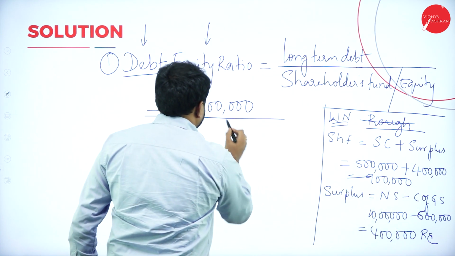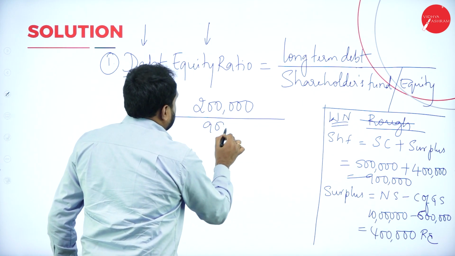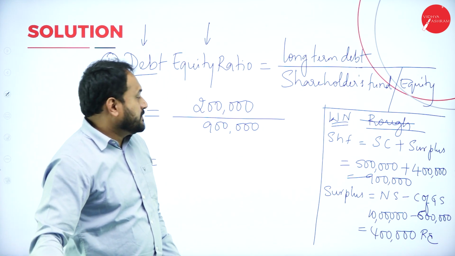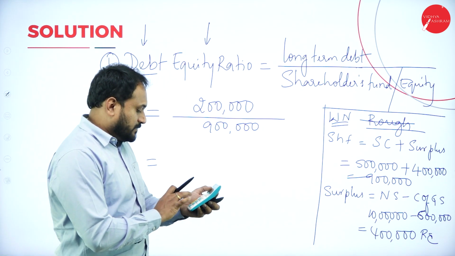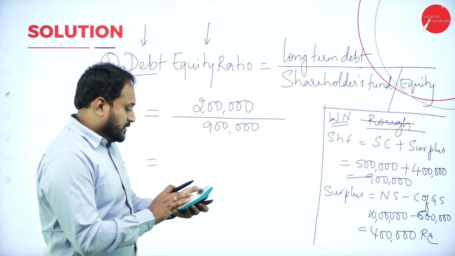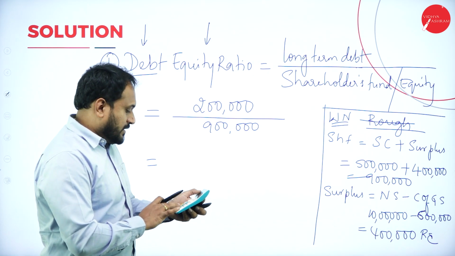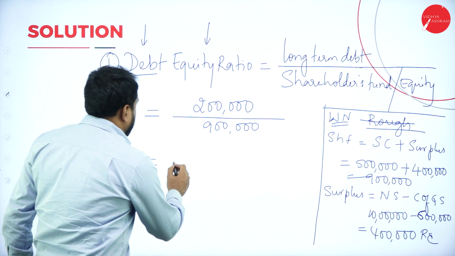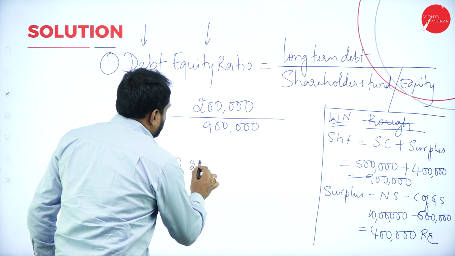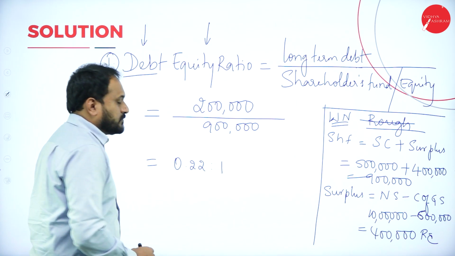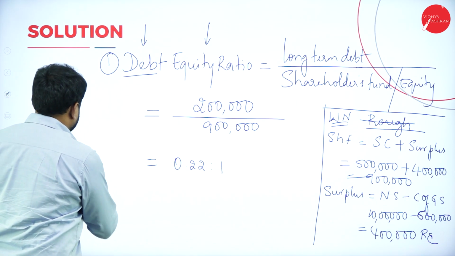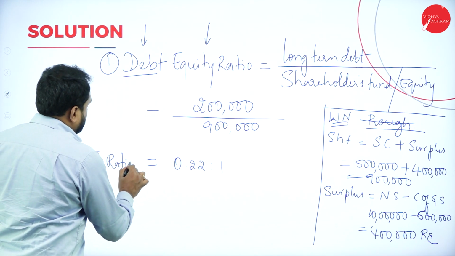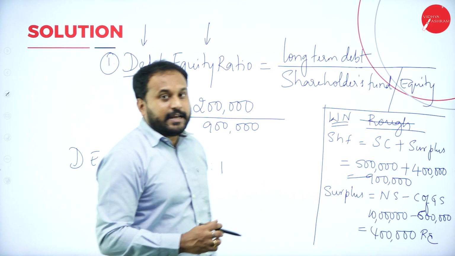So here 2 lakh divided by 9 lakh is equal to, now take your calci here. 2 lakh divided by 9 lakh is equal to 0.22. That I'll write, 0.22 is to 1. So this is my debt equity ratio. So I got my 5 marks here.